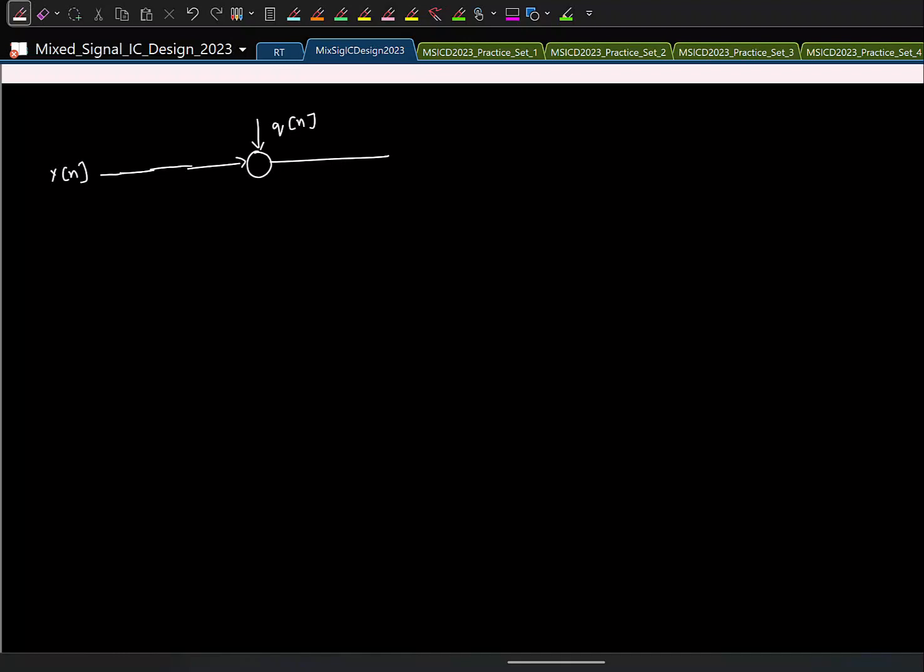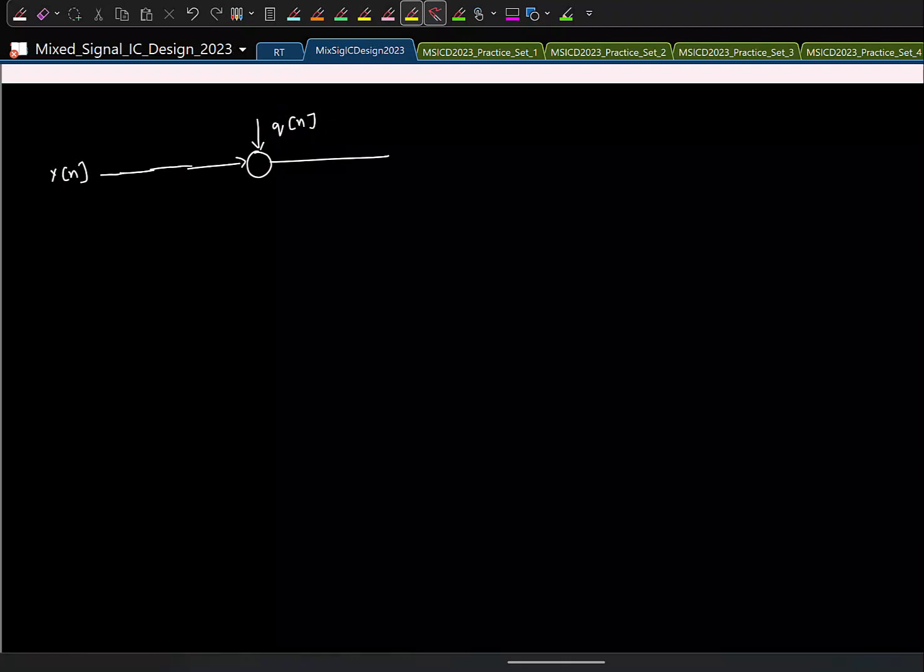Okay. So in a pipeline ADC, what was the basic line of thought which we extended? Remove this Q of n. Yeah, how did we remove Q of n? I mean, just in simpler words, right? What did we do to remove Q of n? We subtracted Q of n here, right?